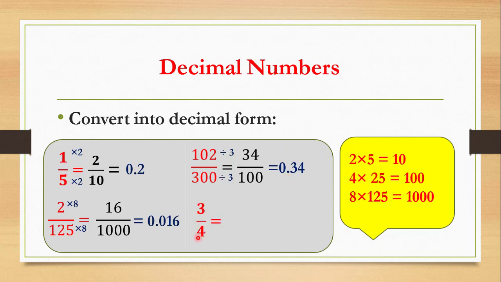3 over 4, look at here, 4 times 25 equal 100. So I'll multiply up and down by 25. The result will be 75 over 100 or 0.75.